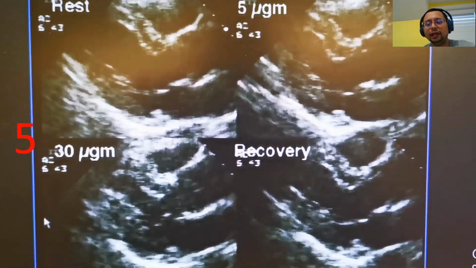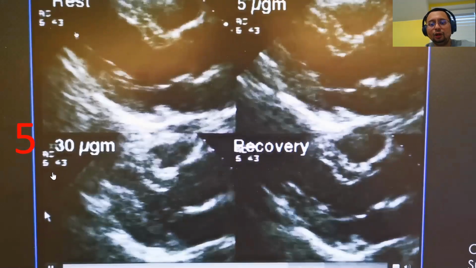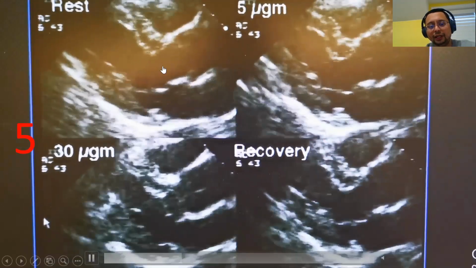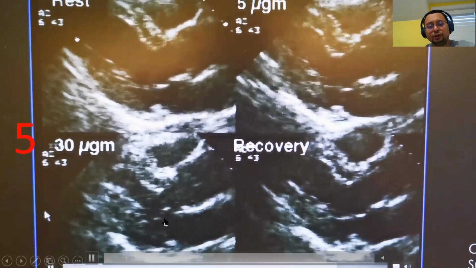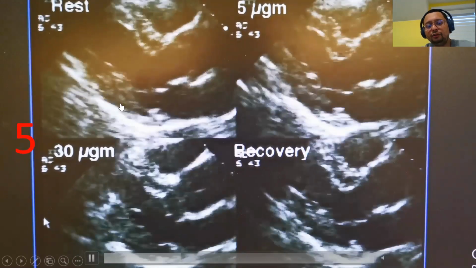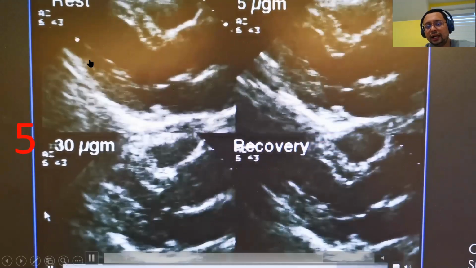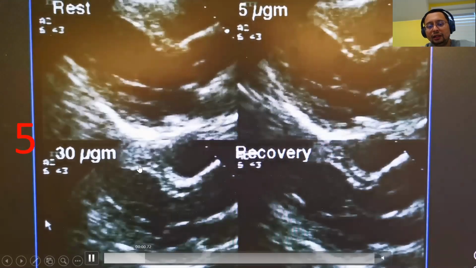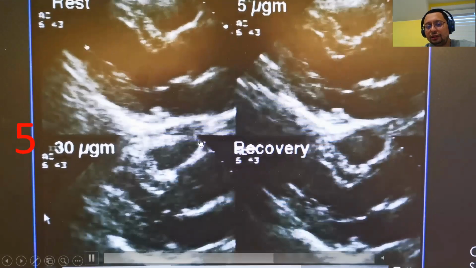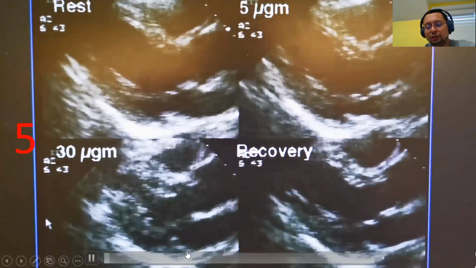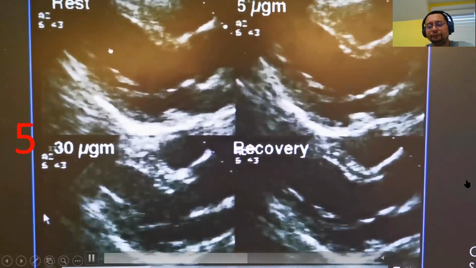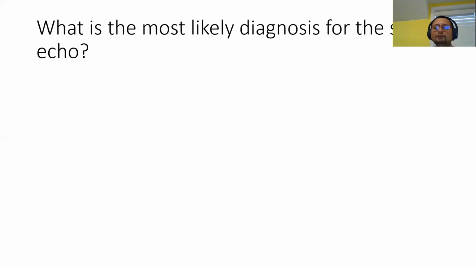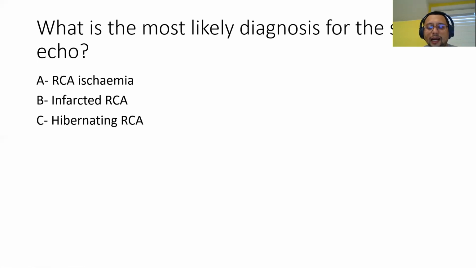So this is the echo, all right? Rest, low dose, high dose. The patient starts with inferior wall motion abnormality, hypokinesia. That is low dose and that is high dose. All right, so what is the most likely diagnosis for the stress echo? Is it RCA ischemia, infarcted RCA, hibernating RCA, or stunned RCA?